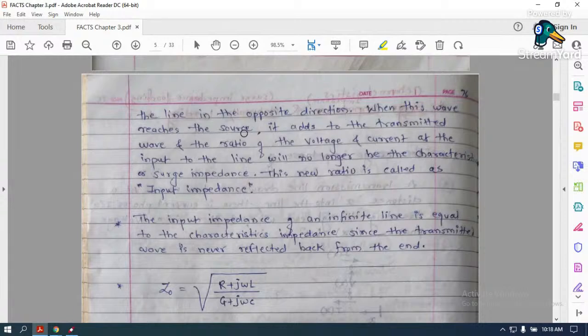When the reflected wave reaches the source, it adds to the transmitted wave, to the incident wave. Now the ratio of voltage and current, V of x upon I of x at the input of the line, will no longer be the characteristic or surge impedance. What was there earlier will not remain. This new ratio we call the input impedance, right?